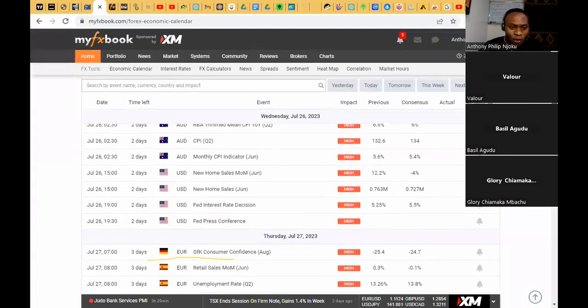So on Wednesday, we trade live with the guys. We don't have much news on the London session, but we have a lot of high impact news on the New York session. So we would be trading the new home sales for the New York session. We'll start trading by 2 p.m. with the guys. So we'll be dropping the link.